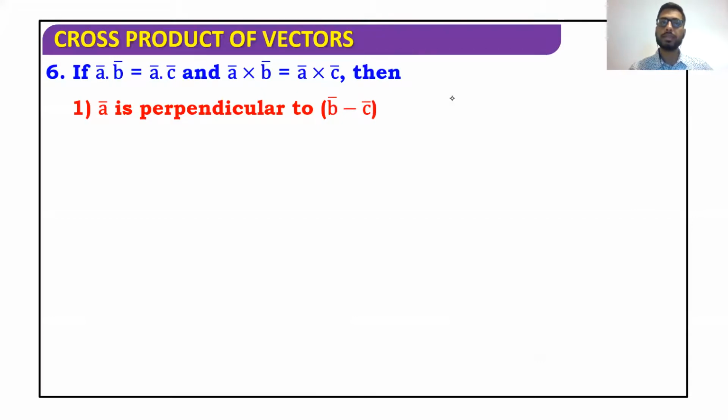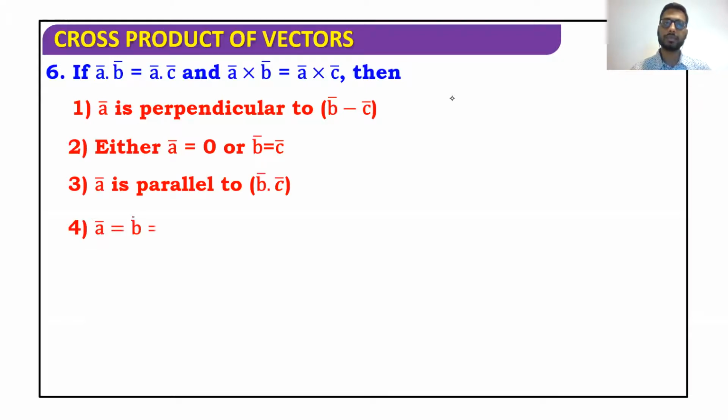So in this particular case, dot product is given, a bar dot b bar, which is also equal to a bar dot c bar. And your cross product is also equal. So a cross b is also equal to a cross c. Then you have 4 options. So we can approach this question in multiple ways. You can either start with your dot product formula, or you can start with your cross product formula, or you can also start with the relations, because dot product and cross product both are given to you.